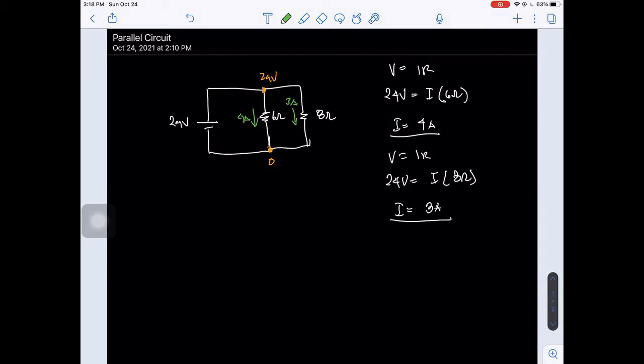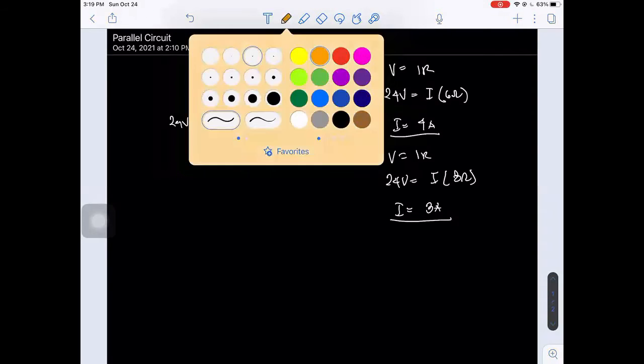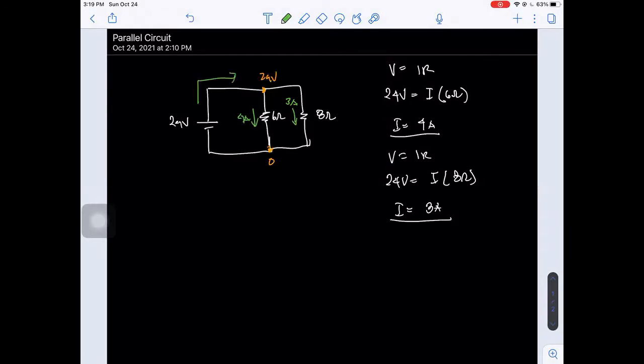Now another question is, what is the current that leaves the battery? The current that leaves the battery is equal to the sum of the two currents flowing through the 6 ohm and 8 ohm resistors, and that is equivalent to 7 ampere. Yes, it is 7 ampere. It is true.